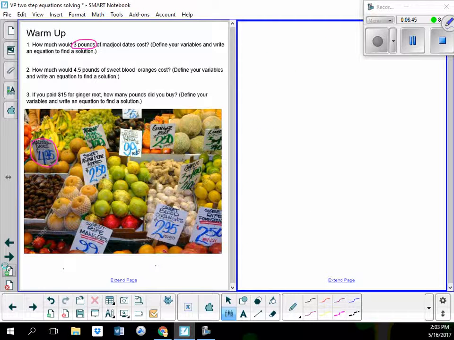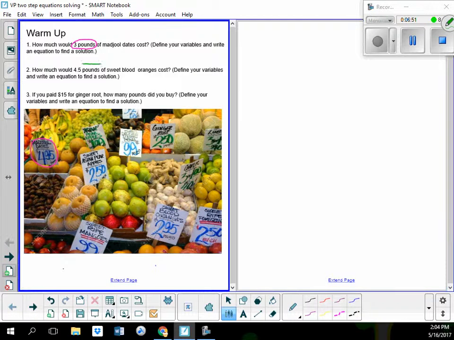So our next problem says how much would 4.5 pounds of sweet blood oranges cost? So here's sweet blood oranges down here. And it says define your variables and write an equation to find the solution. Okay? So let's start by writing an equation. Matthew, what are our 2 variables?